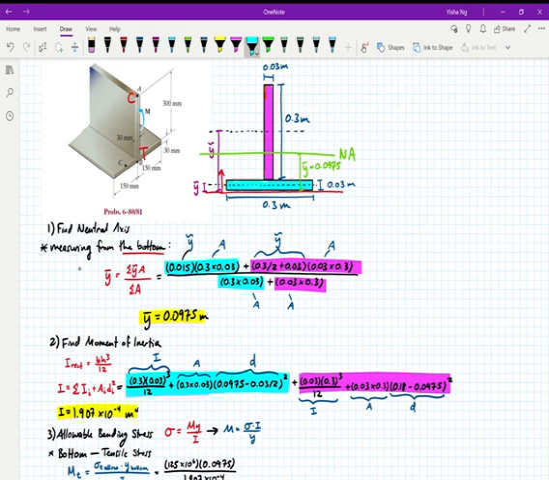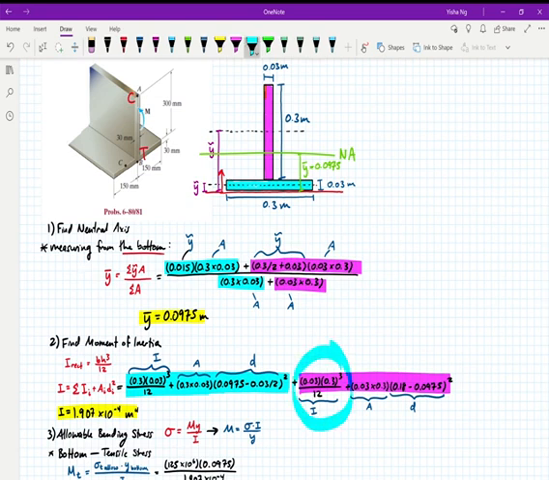I have my moment of inertia of that given rectangle. Here it's bh cubed over 12. My base is 0.3. My height is 0.03. I'm adding to that the area of the rectangle multiplied by the distance from the neutral axis, my overall neutral axis, to the centroid of my rectangle. So it's this distance right here. In this case, that distance is going to be 0.0975 minus 0.03 divided by 2.